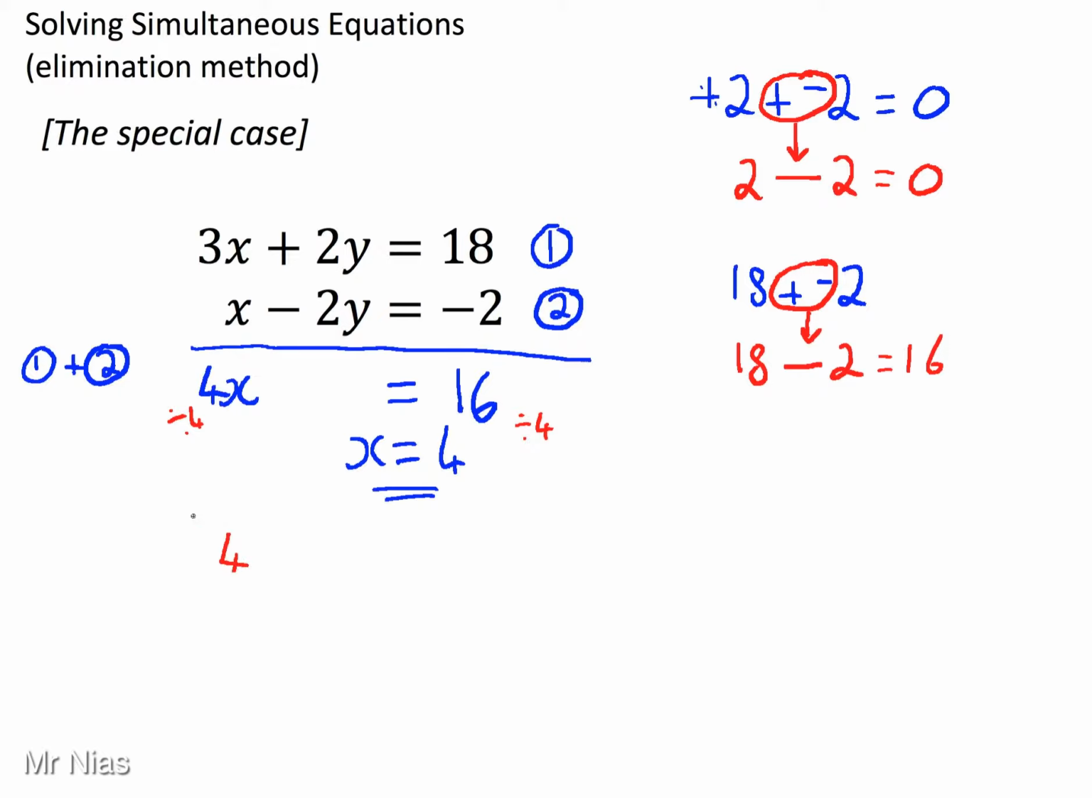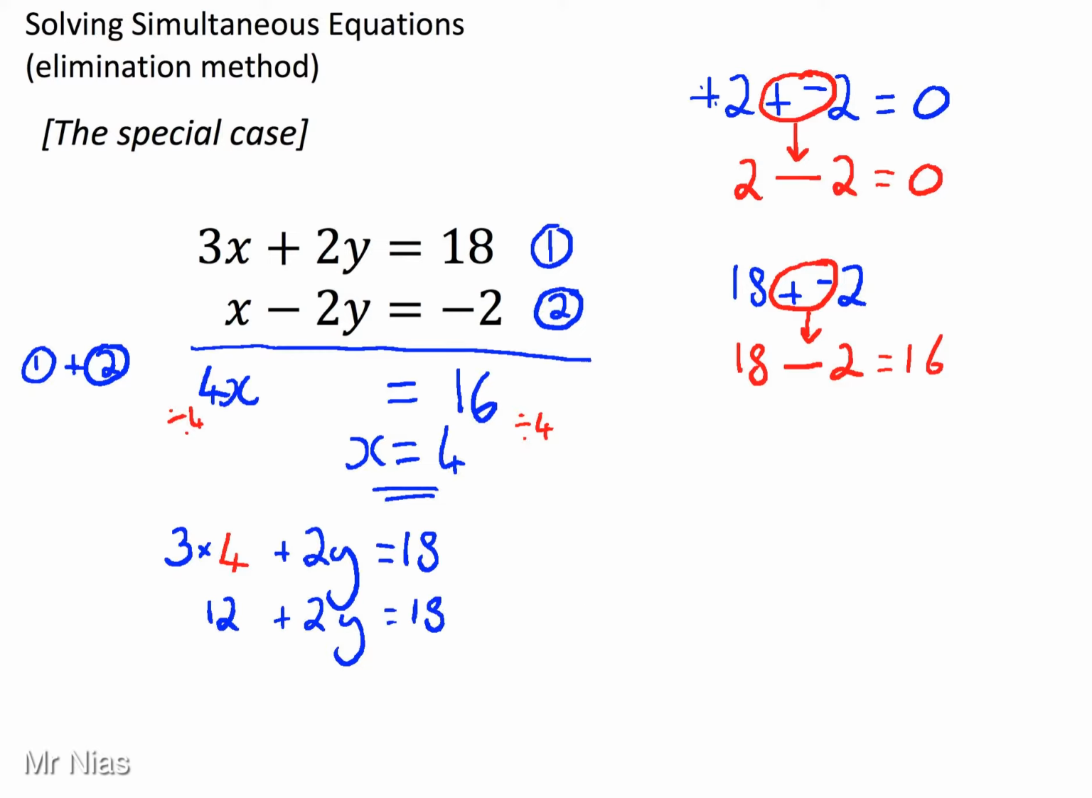And I'm going to highlight that 4 with a different color just to make it more obvious. So I'm using equation 1 up here, 3x. So instead of 3 times x, it's 3 times 4. And then I'm going to add 2y. I still don't know the value of y, so that stays as y. And it equals 18. Well, 3 times 4 is 12. And then I've still got plus 2y is equal to 18.